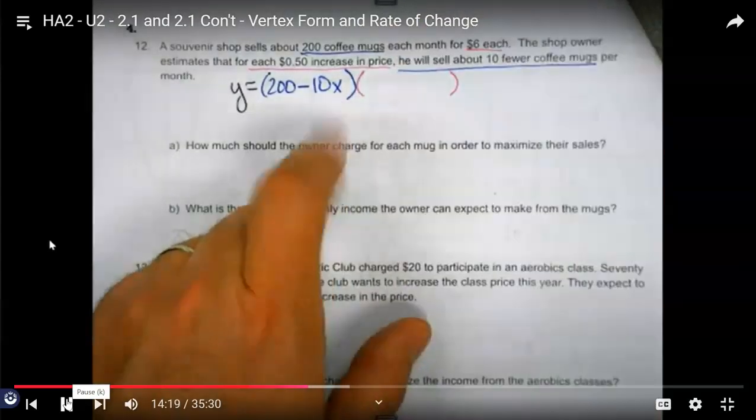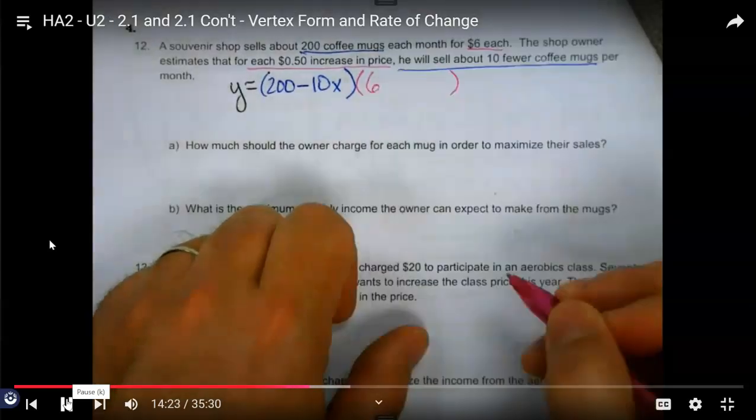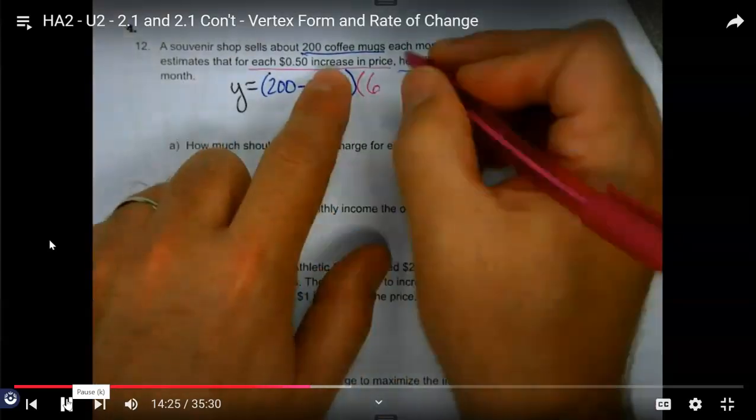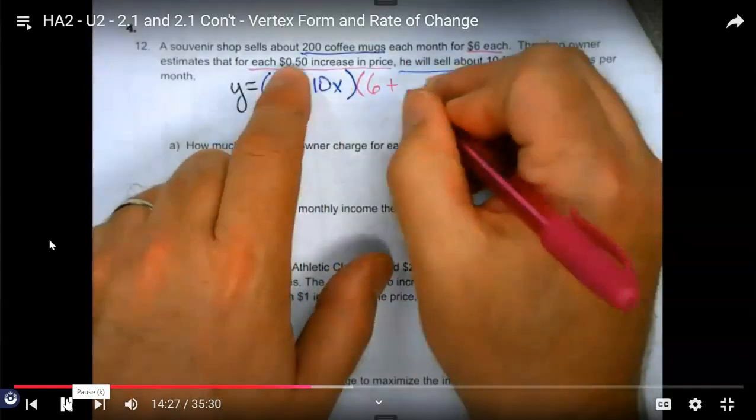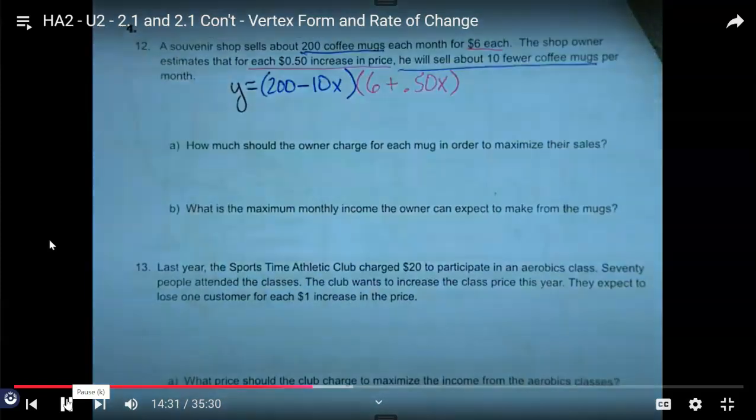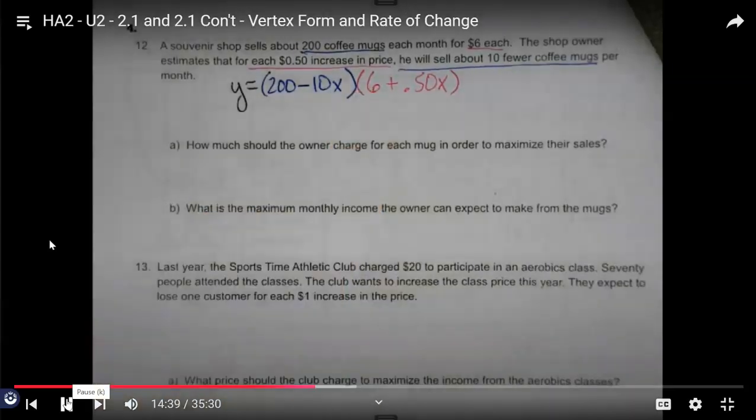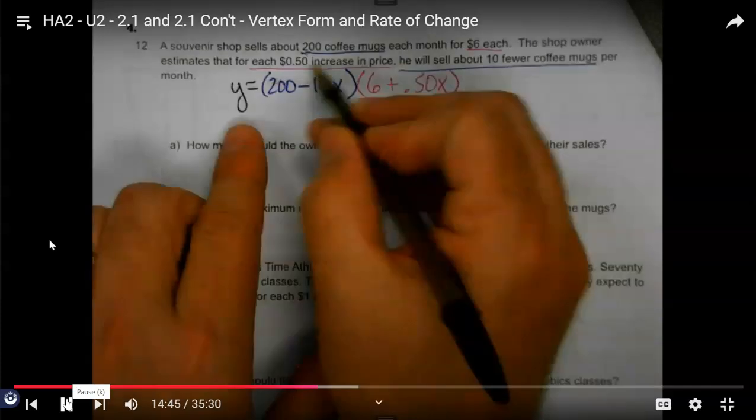And I'm going to do the same thing with the second part. Right now I'm selling them for $6, but I'm going to increase the price by 50 cents each time. So for each increase, which is a variable, we're going to have X. We have to multiply this out. We need to FOIL this out because I need to see it in standard form so I can get some information.